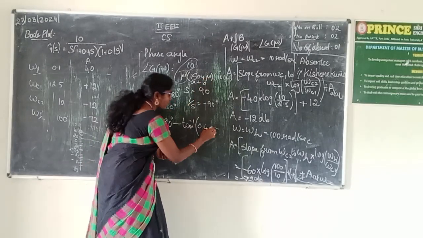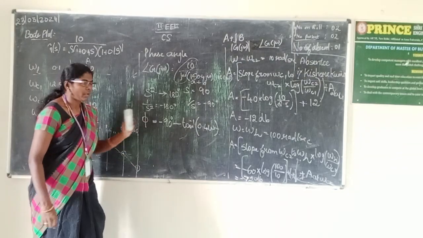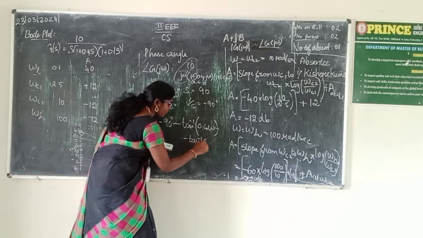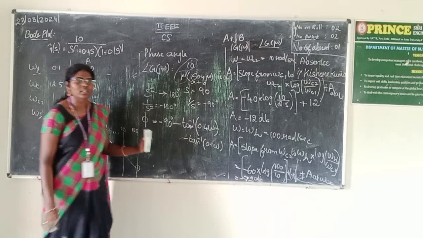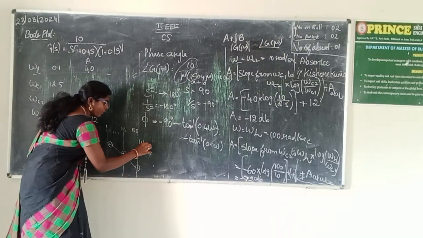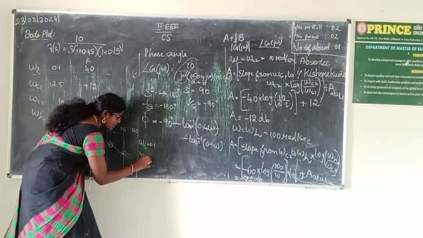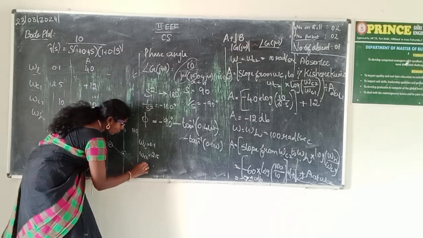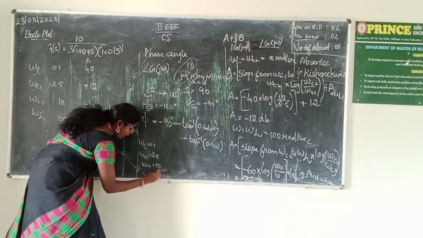One more thing is there: j omega. Next, the other term will be minus tan inverse of 0.1 omega. That is all. Next, what we have to do? We have to substitute. What we know? Omega L is 0.1. Omega C1 is 2.5. Omega C0 is 10. And omega H is 100.